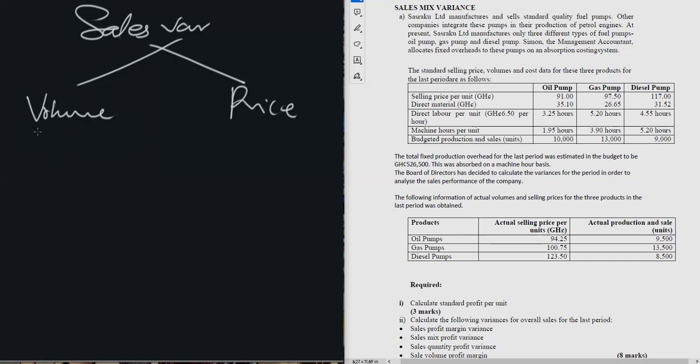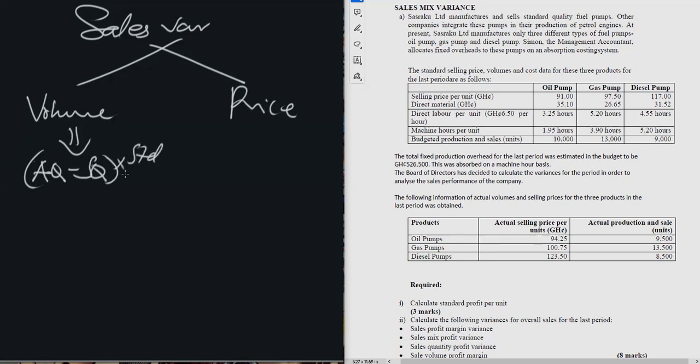But when it comes to sales, first of all, let's get the sales volume variance. Remember that when it comes to volume, it is the change in your volume. So the sales volume variance is actually the difference in your quantity sold. So this one is actually your actual quantity minus your standard quantity, all times standard profit.